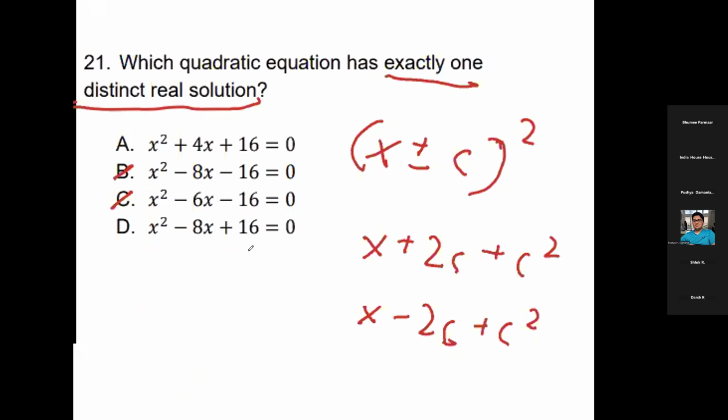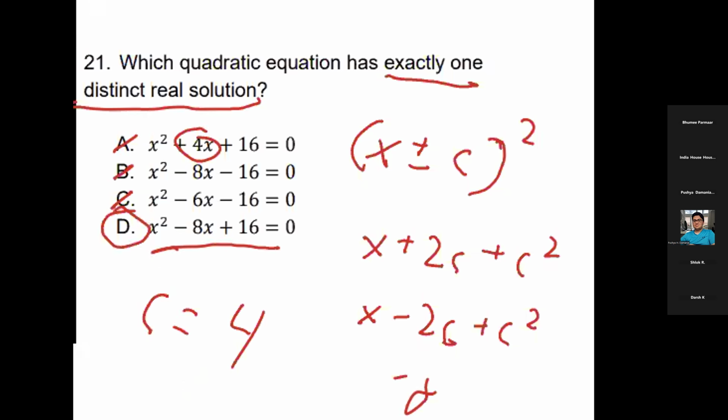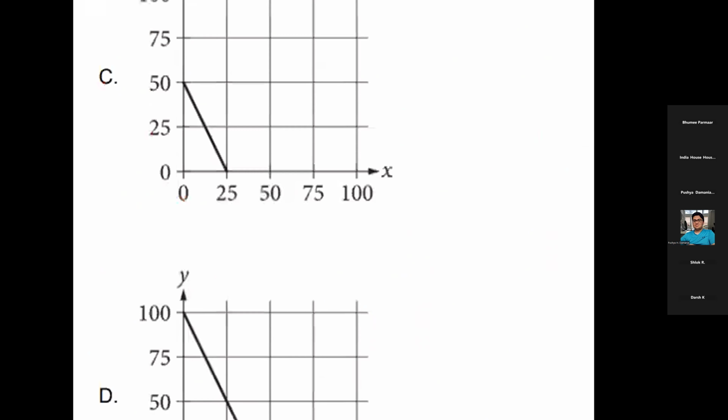And so from A and D, we just have to find the square root of 16, which is 4. So that means c is equal to 4. So the constant is 4. So plus 2c, so this would be plus 8, but this is plus 4, so we can't have plus 4, so that can't be right. And then 4 times negative 2 is going to be negative 8. That is correct. So x squared minus 8x plus 16. So the correct answer is answer choice D. Question 22.